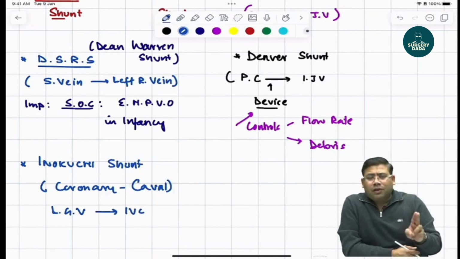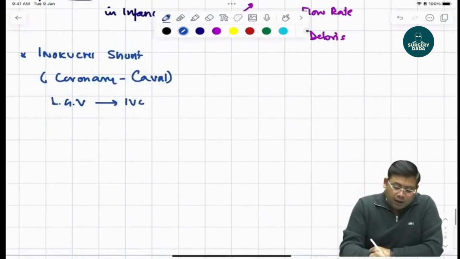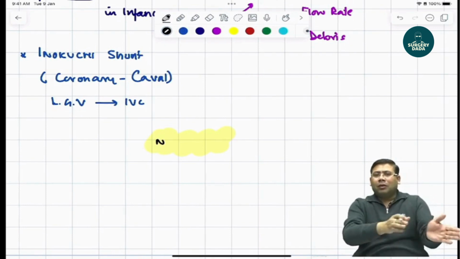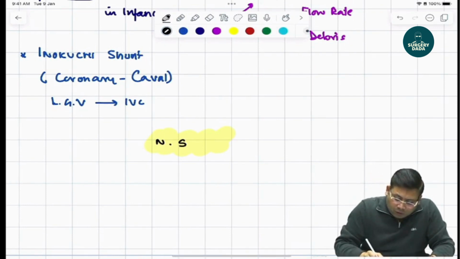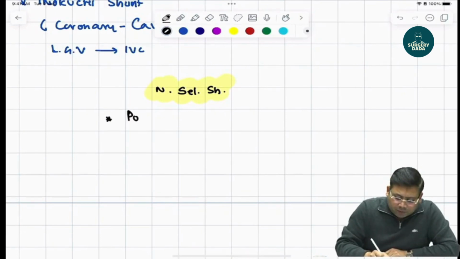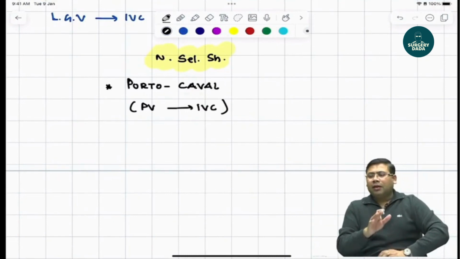Remember, non-selective shunts are only for what category of patients? Not for the traditional extra hepatic portal vein obstructions. I said selective venous shunts are for the extra hepatic. Now let us talk about non-selective. When we talk about non-selective shunts, we have certain shunts like porta-caval shunt. What is portocaval shunt? It is nothing but portal vein into the IVC.